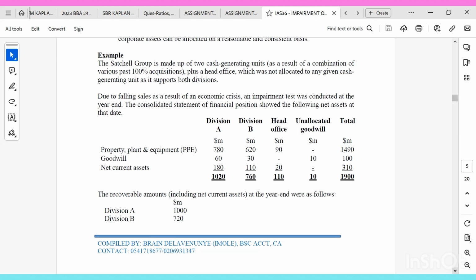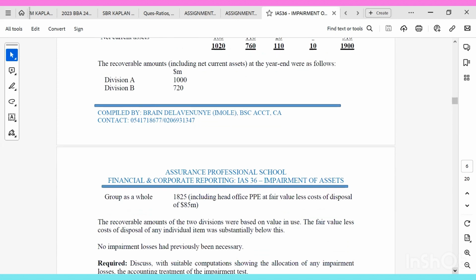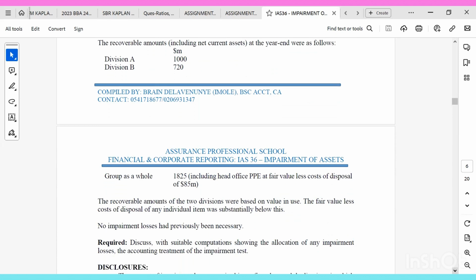The group as a whole is 185, including head office PPE at fair value less cost of disposal of 85 million. The recoverable amounts of the two divisions were based on value in use. Fair value less the cost of disposal of any individual item was substantially below this. No impairment losses had previously been necessary. Required: discuss, with suitable computation showing the allocation of any impairment loss, the accounting treatment of the impairment test.